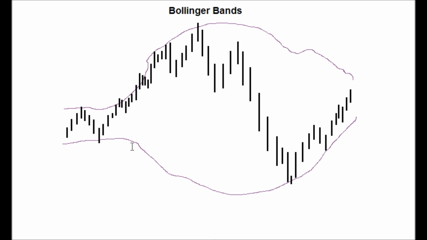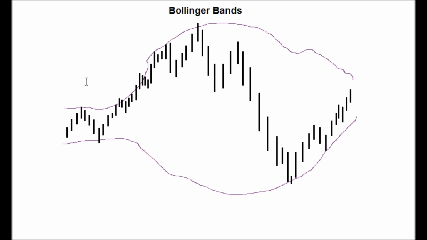Out of the technical indicators, this one is probably the best. This is what we always use on our trades, Bollinger Bands. They're so called because the man John Bollinger invented them. What they basically do is encapsulate the price. And what often happens is the price will go up and hit the top band, come down, hit the bottom band, hit the top band again.